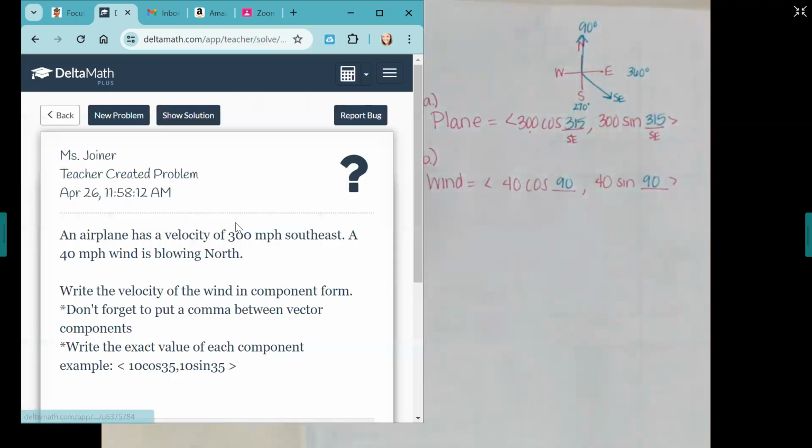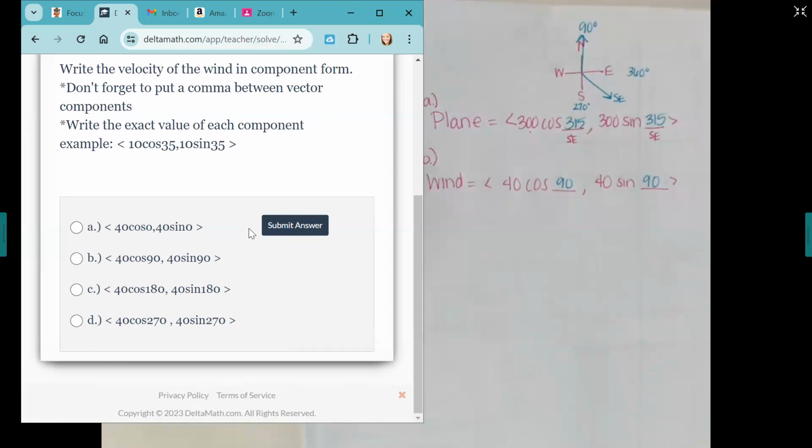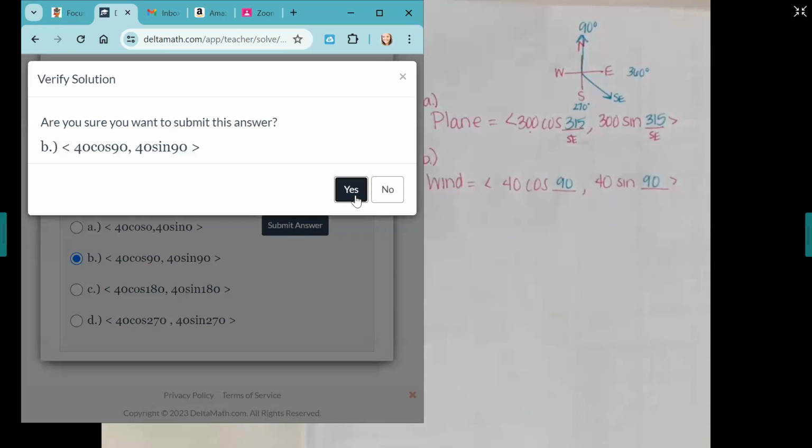So which one are we picking? A, B, C, or D? B. Okay, B is 40 cosine 90 and sine. Okay, we know. Next one.